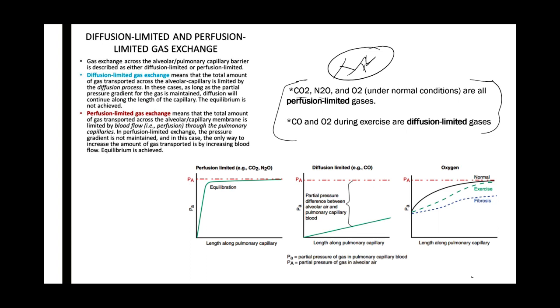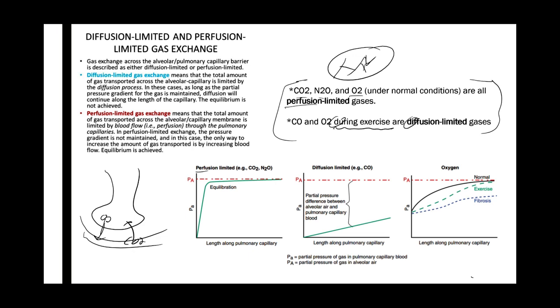These three gases, CO2, N2O, and O2, under normal conditions are perfusion limited, and then carbon monoxide and oxygen during exercise are diffusion limited. Whatever helps you remember. Okay, so let's start with perfusion limited right here. So CO2 and O2, the way I like to think about it is we want O2 to be very good at following its concentration gradient entering the blood, and we want CO2 to be very good at following its concentration gradient and entering the lungs.